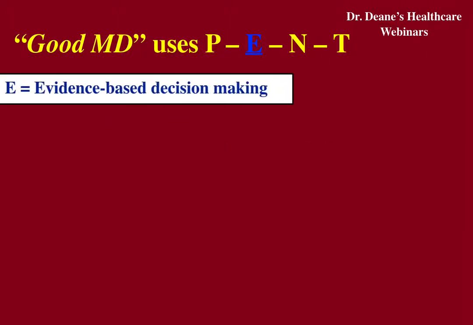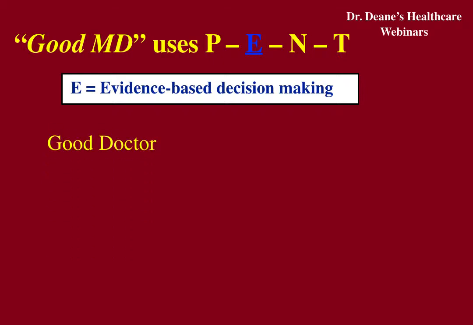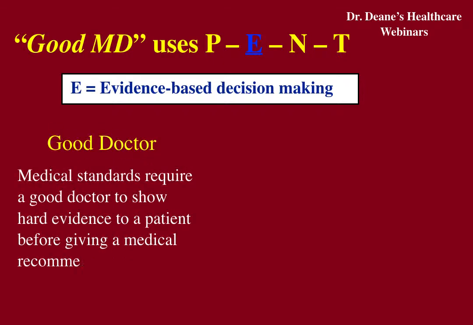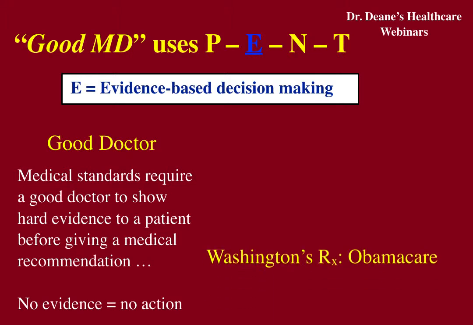A good doctor uses evidence. For example, medical standards require a good doctor to show the patient that there is hard evidence before giving a medical recommendation. You can't just say, I think you should do X, without saying, the literature shows that 96% of patients who did X got better, the patients with your kind of problem. And frankly, good doctors do not make a recommendation if they don't have some evidence to support that recommendation.